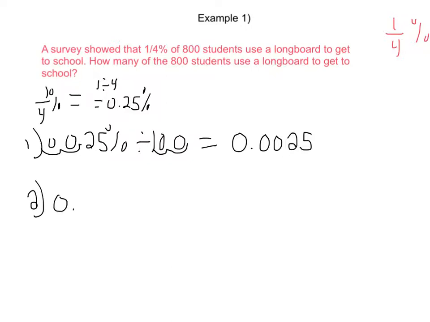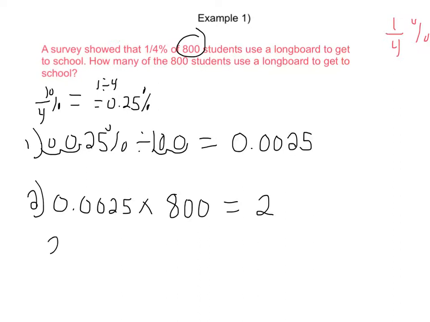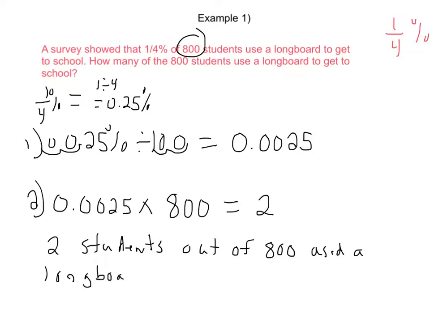Step 2 then said you need to take your decimal and multiply it by your total number. Well, our decimal is now 0.0025. We need to multiply that by our total number, which is 800. When we multiply 0.0025 by 800, we actually get 2. So the answer is 2 students, excuse my messy writing here, 2 students out of 800 used a longboard to get to school.